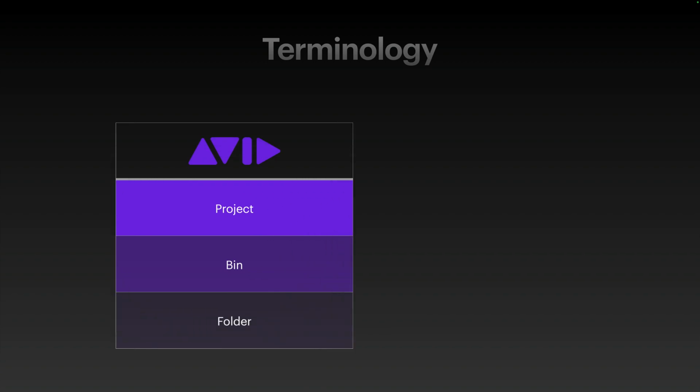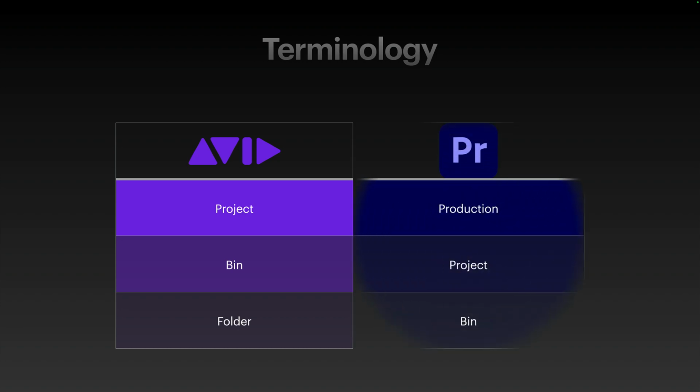One of the first things we need to talk about are the differences in terminology between the two programs. In Avid, you work in bins. Bins contain all of your footage and sequences, and you sort that inside the bin typically in folders. A collection of bins is called a project. But in Premiere Pro, things are a little bit different. What you would call a bin in Avid is called a project in Premiere Pro.